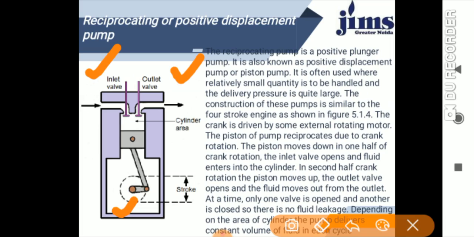In the second half of the crank rotation, the piston moves up. The outlet valve opens and the fluid moves out from the outlet. At a time, only one valve is open and the other is closed, so there is no fluid leakage. Depending on the area of the cylinder, the pump delivers a constant volume of fluid in each cycle, independent of the pressure at the output end.